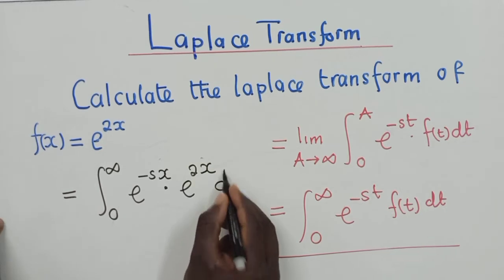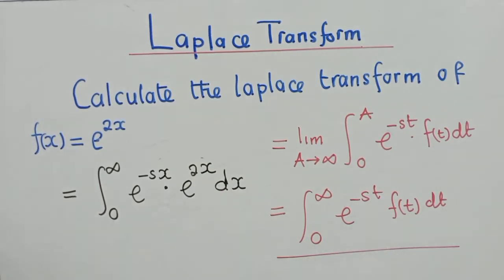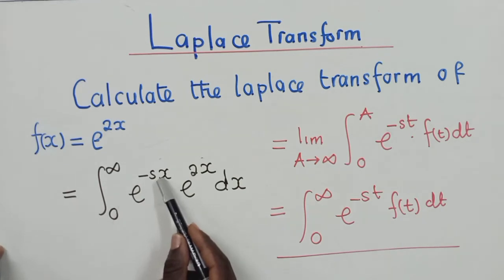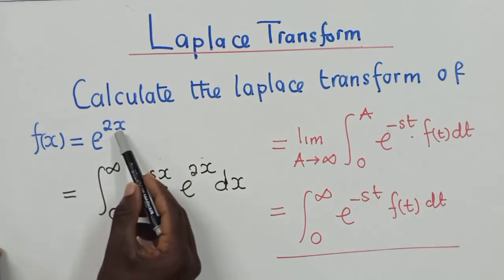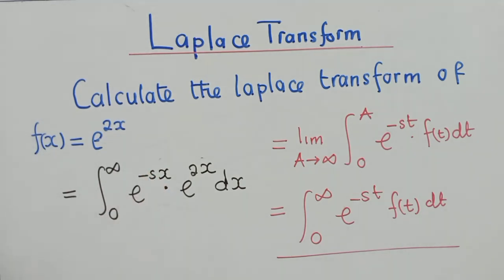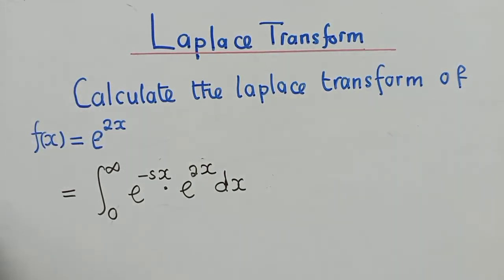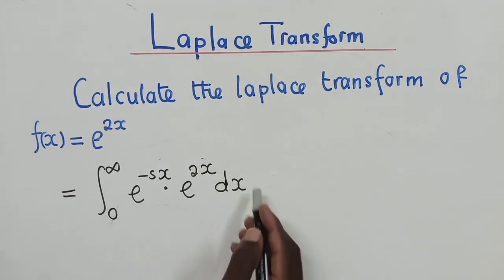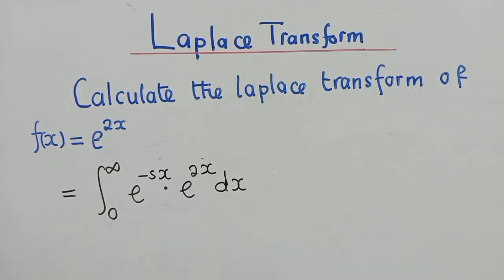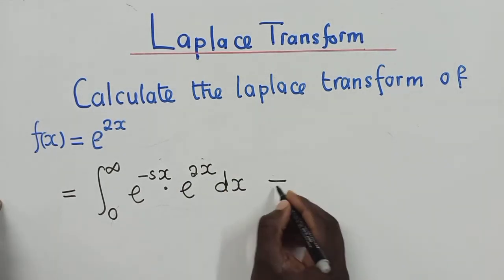And with respect to what now? dx, not dt. So this and this, it's just the same. We have put this e to the power negative s t. So on t we are putting x because the function has got x right here. So now we can work out this. Once we manage to integrate this one, that means we found the answer.